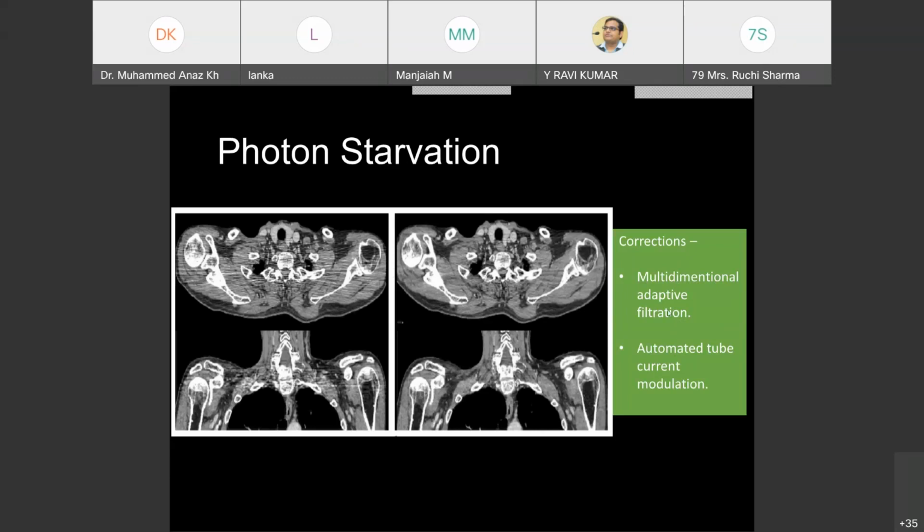So, multi-dimensional adaptive filtration and then automated tube current modulation. I think some of these strategies are being adopted, and in fact all of these are now being done in 7th generation CT scanners. So one need not worry about it.